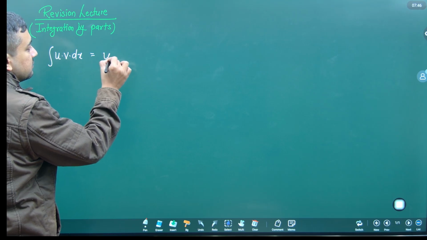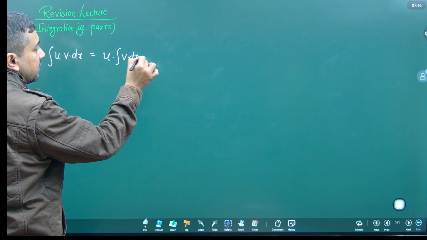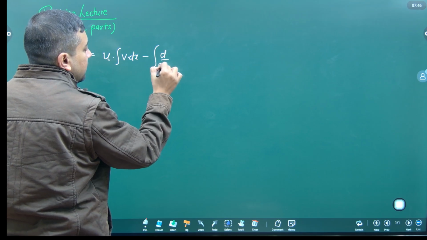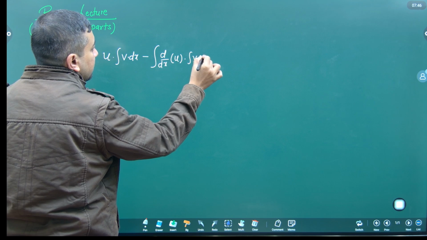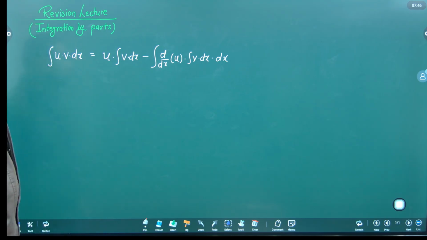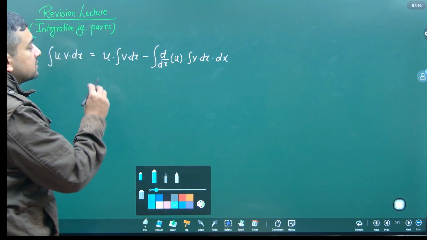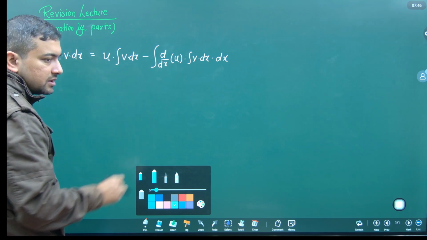First function, that is u, into integral of second, minus integral of derivative of first into integral of second, correct? So this is the formula to find the integral if two functions are multiplied. Now what is important is which function is to be considered as u and which function is considered as v.